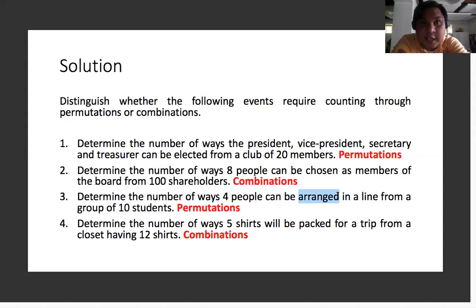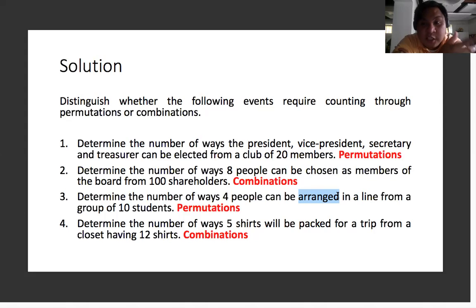So let's say from a group of 10 people, A, B, C, D, E, F, G, H, I, J. So those are the 10 people we have. Let's say you choose A, B, C, and D to form a line. One possible line is when A comes first, followed by B, followed by C, and finally D.